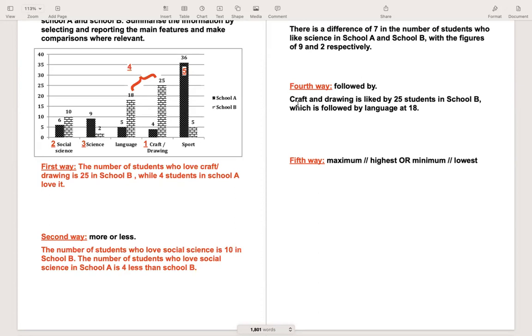Languages follow. You mean in terms of quantity? I'm not getting. So craft and drawing is followed by language at 18. We'll give the value for language, not for craft and drawing. Craft and drawing value will give first in the first part of this. Now, suppose we can say sports. Sport is followed by craft and drawing. No, it's not right. Sports is followed by science.